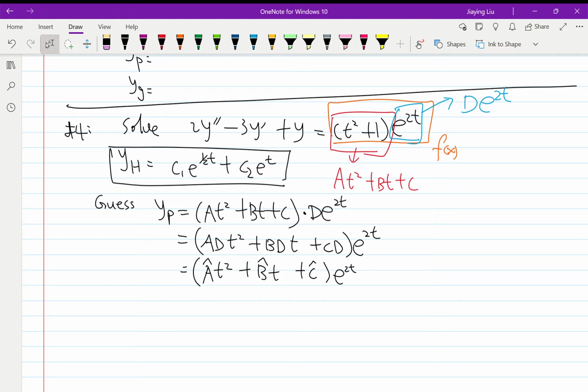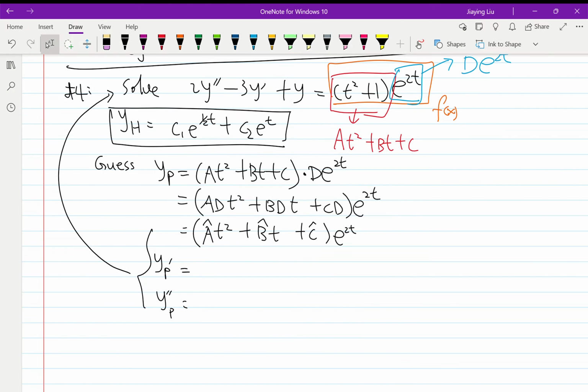And then the process is the same. We find the derivative, and then we find the second derivative of this particular solution. We take them and put them into the given differential equation. We should be able to combine like terms there, and then end up finding a hat, b hat, and c hat.